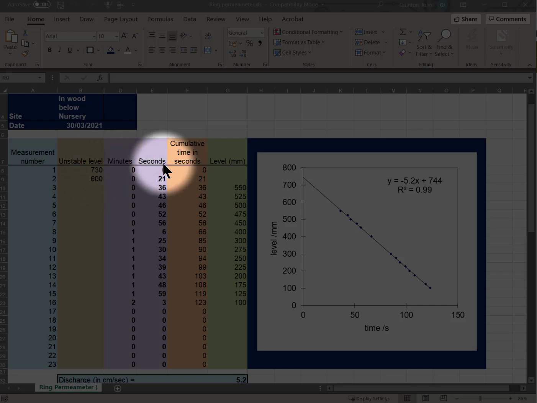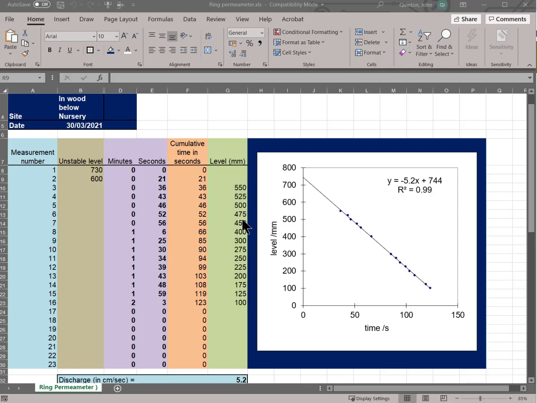We've then got minutes, seconds into the experiment, and then the cumulative time in seconds. And then all we've got in the final column, the green one here in the spreadsheet, is the level in the top tube of the infiltrometer in millimeters for each of the time intervals. So you can see where that's been recorded, and you can see the level dropping down through the experiment.